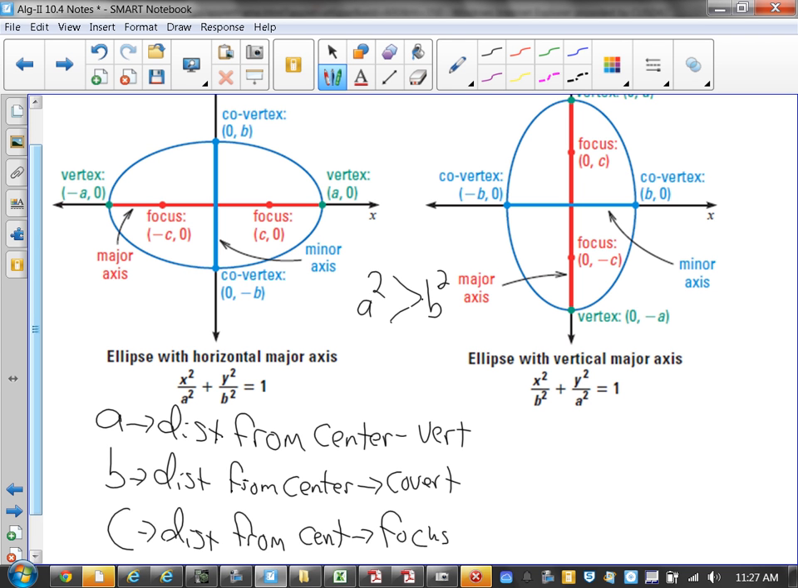this value of A is always going to be from the center to a vertex. B is center to a covertex. C is your center to the focus. There is one little twist that we'll throw in here in a little bit. But what I want to do is show you a numerical example of how this flows. And it's very, very simplistic.